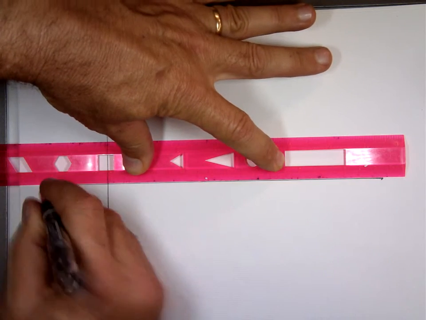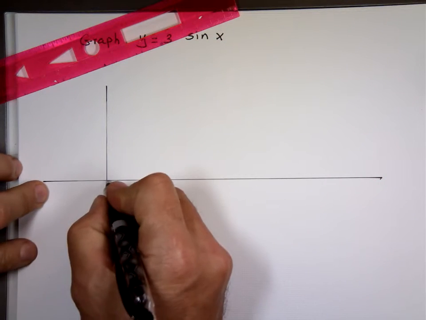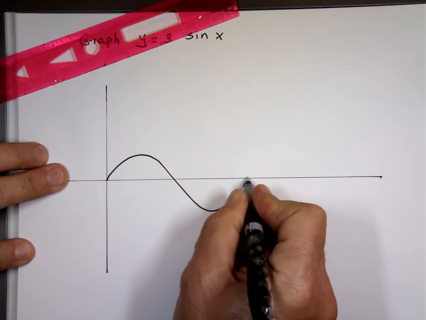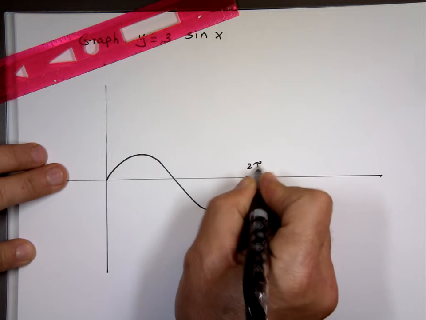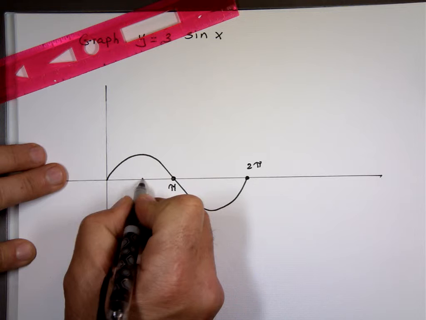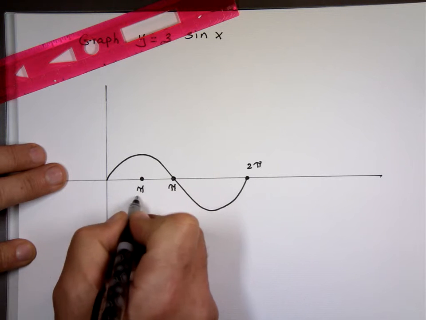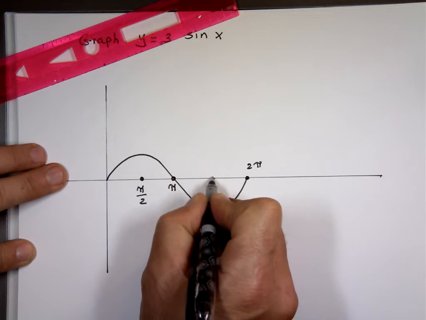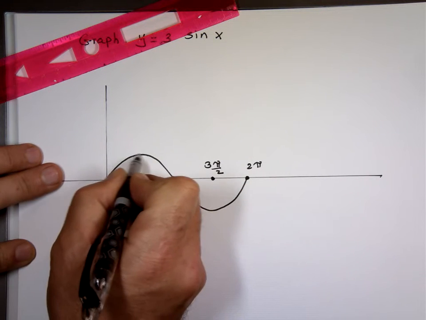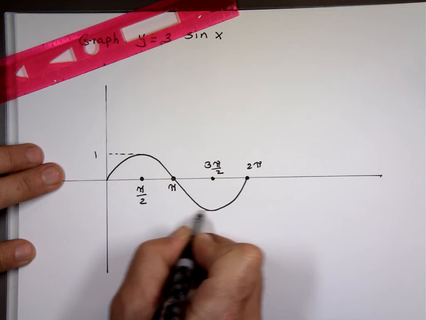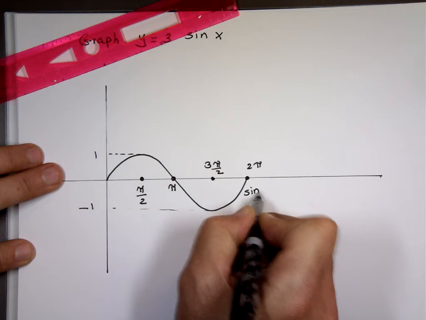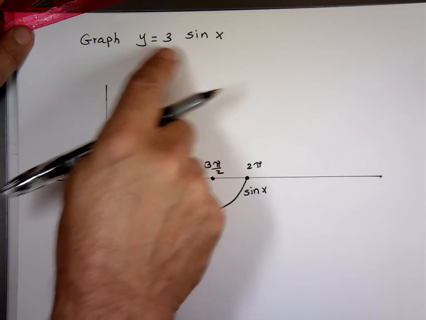I'm going to put the basic sine function. Again, the basic sine function looks like this. This is the 2 pi. This is pi. If you keep writing them, by the time you leave this room, you'll know them. Pi over 2 and 3 pi over 2. The height for the basic sine function is 1. The low is what? -1. So this is sine of x. This is not what I'm graphing. I want to graph 3 times that.